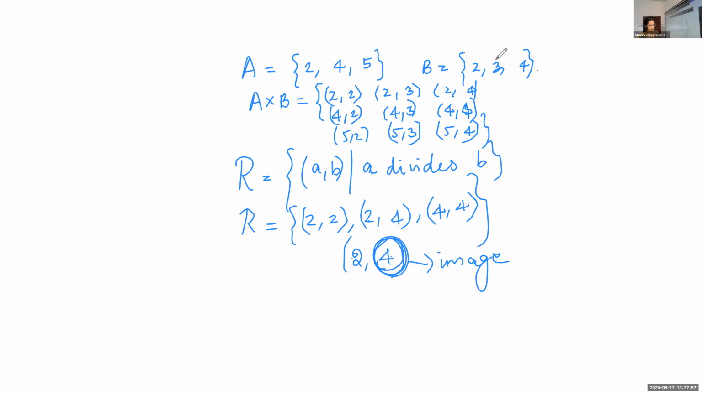Is it okay? Suppose an ordered pair (a, b) belongs to this relation. Then what we can say? b is the image of a. The second element is said to be the image of the first element. Is it clear? Is it okay, Michael?